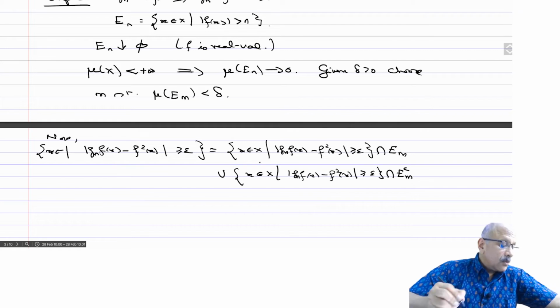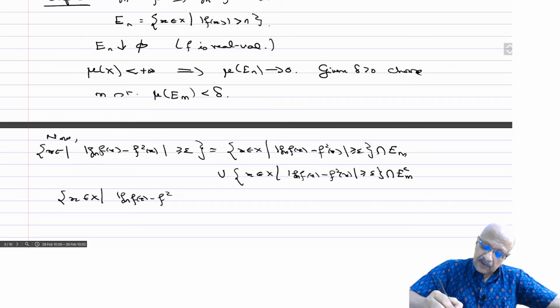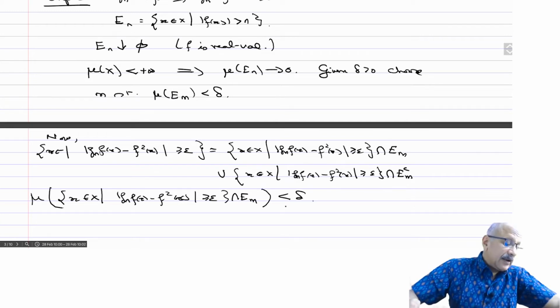So now, the set of all x in X such that |f_n f(x) − f²(x)| ≥ ε intersection E_M, the measure of this set is obviously less than the measure of E_M, and therefore that is less than delta.